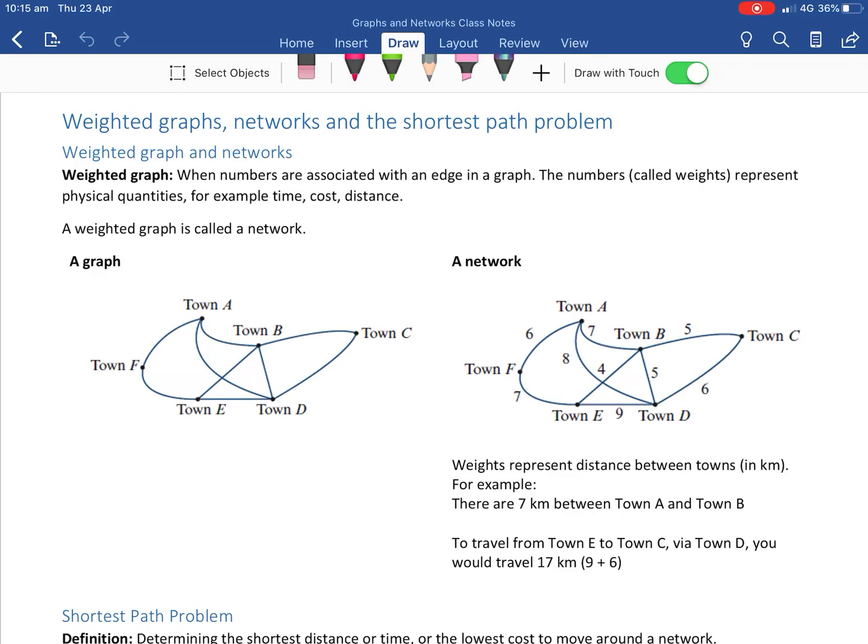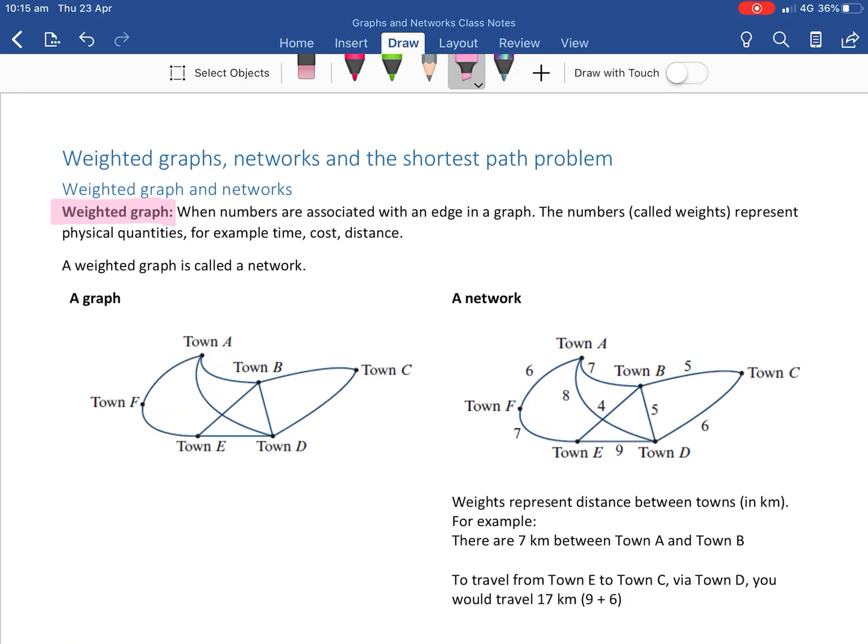So today we're looking at chapter 9I, weighted graphs, networks and the shortest path problem. The first thing we're looking at is the weighted graph. A weighted graph is when you have numbers associated with an edge. The numbers are called weights, so the edge has something assigned to it, and it usually represents quantities, for example time, cost and distance.